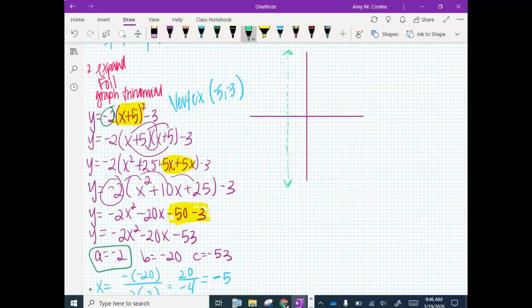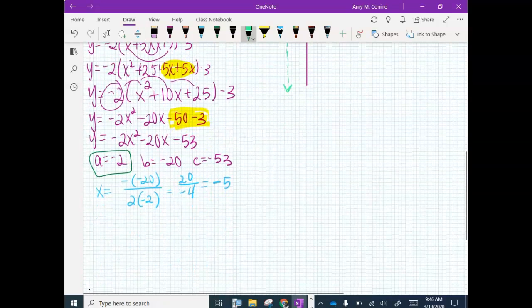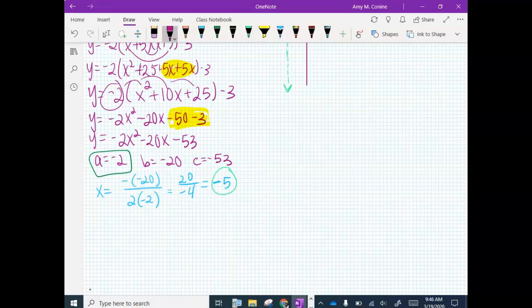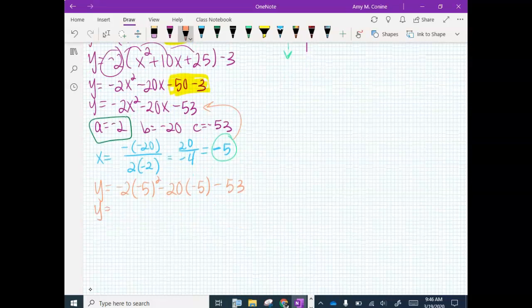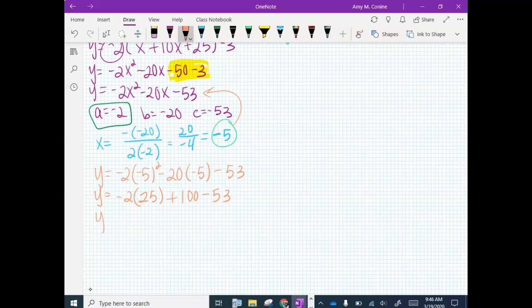Okay, I've got my axis of symmetry, and I'm going to plug this negative 5 in to my trinomial to get my y value. So I've got negative 2 times negative 5 squared, minus 20 times x, minus 53. And I'm going to do some math. Okay, we're going to math it up. So negative 2 times negative 5 squared is 25. This becomes positive 100. Again, if you have a calculator, you can do this. It's no big deal. I'm just showing all of my steps so I know where all my numbers came from. Negative 2 times 25 is negative 50.